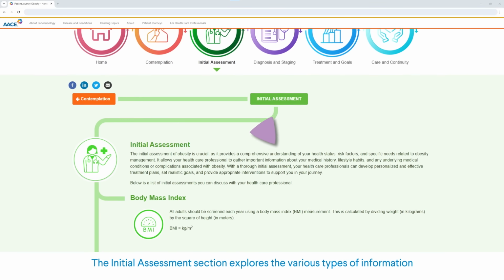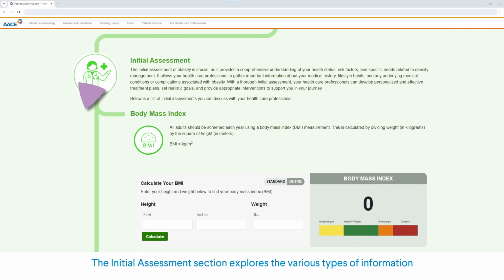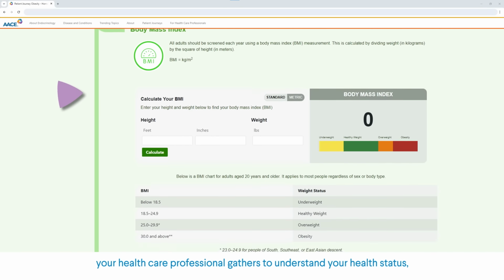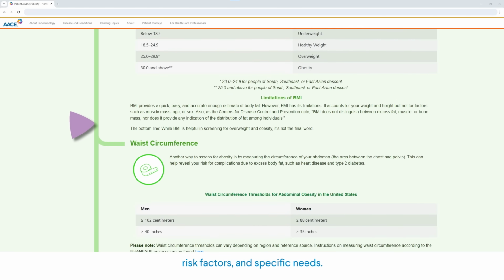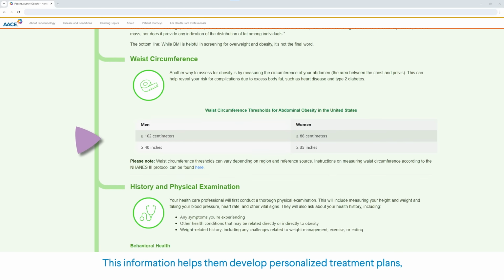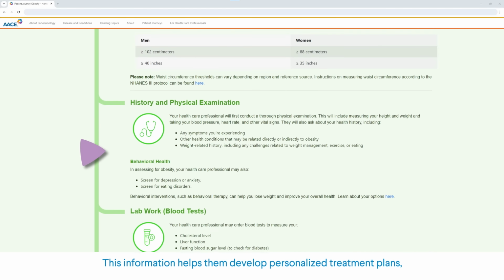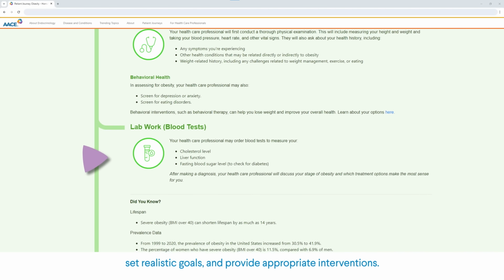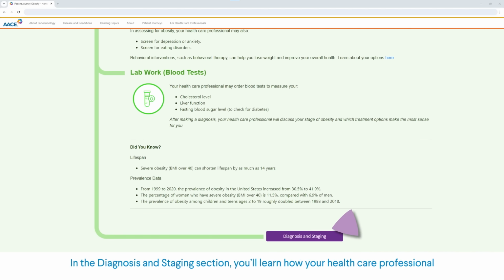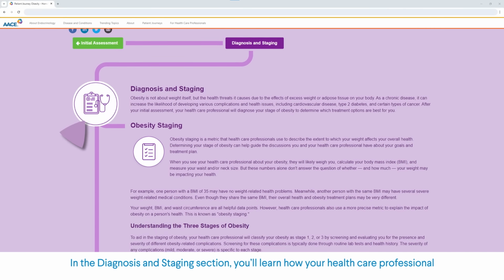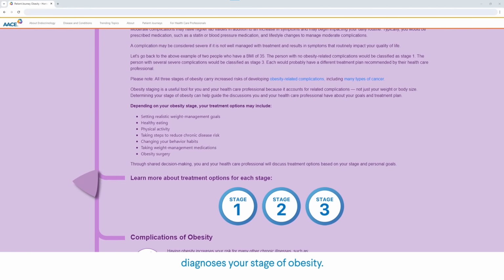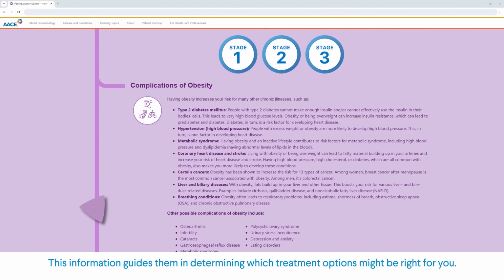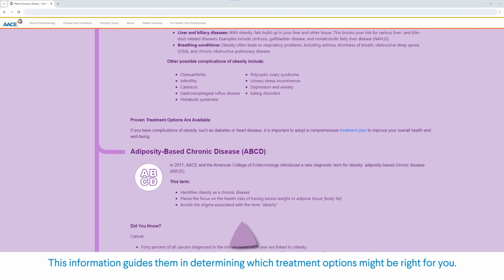The initial assessment section explores the various types of information your healthcare professional gathers to understand your health status, risk factors, and specific needs. This information helps them develop personalized treatment plans, set realistic goals, and provide appropriate interventions. In the diagnosis and staging section, you'll learn how your healthcare professional diagnoses your stage of obesity. This information guides them in determining which treatment options might be right for you.